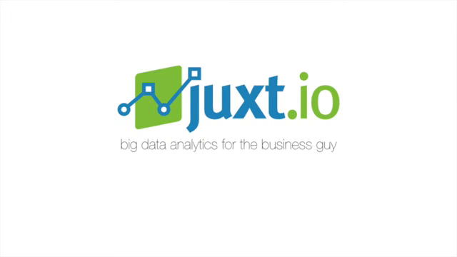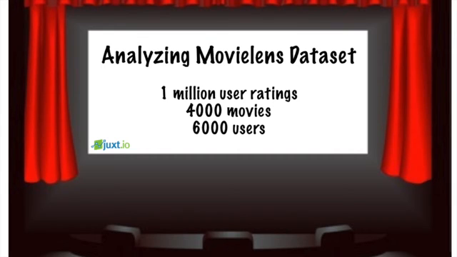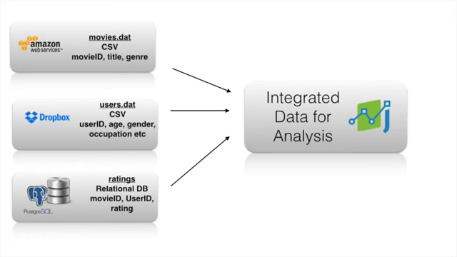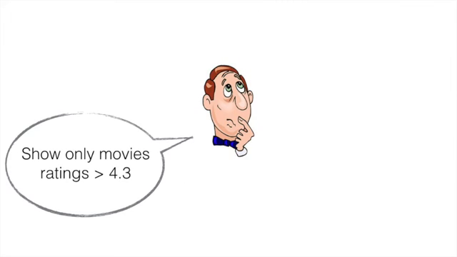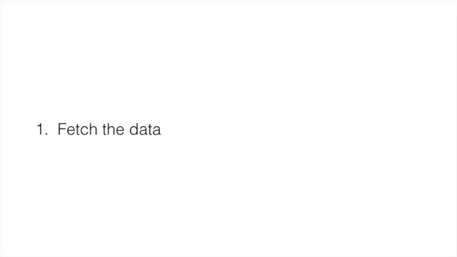Welcome back. This is the third in the series of videos on analyzing the Movielens dataset. In the first two, we integrated the data from various data stores and started addressing the questions we had laid out. In this part, we'll work on showing only the movies with an average rating of greater than 4.3. Let's go over the steps needed.